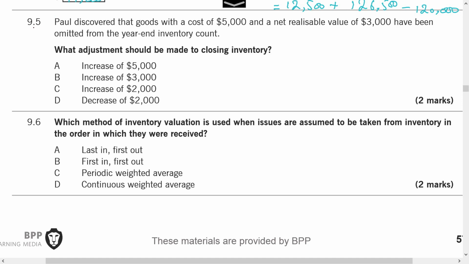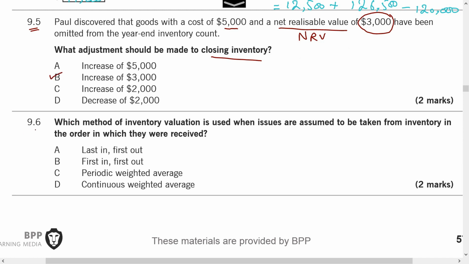Now next we have question number 5. What adjustment should be made to closing inventory? Paul discovered that goods with a cost of this amount and net realizable value, which stands for NRV, of $3,000 have been omitted from the year-end inventory count. So that means according to IAS 2 we have to take lower of cost versus NRV, and the lower amount is 3,000, right? That means we will increase our inventory with the amount of 3,000.